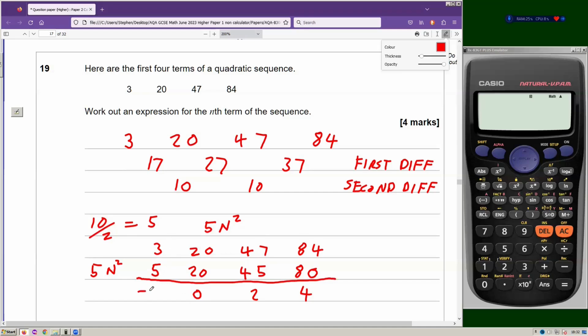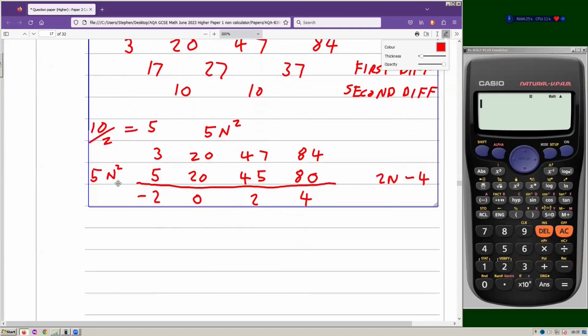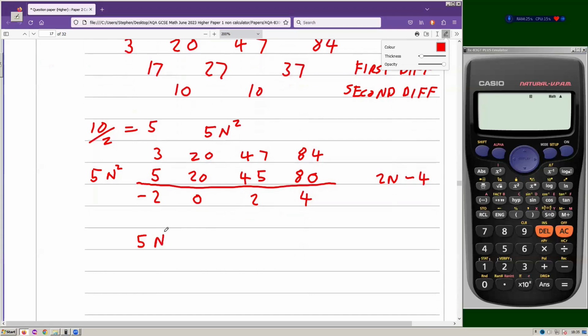5 from 3 is -2. It's going up in 2s. So we know the second part is 2n. From -2, I take 2 off. Go back, I'll be at -4. So I put -4 there. So that gives us all of it. We've got 5n squared plus 2n minus 4. The 2 came from this difference here. I got the -4 by going back another 2.